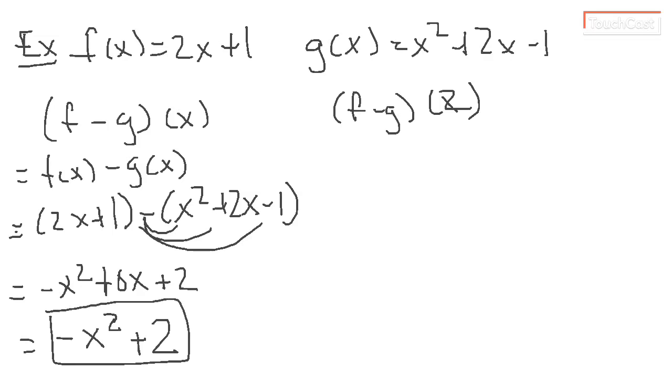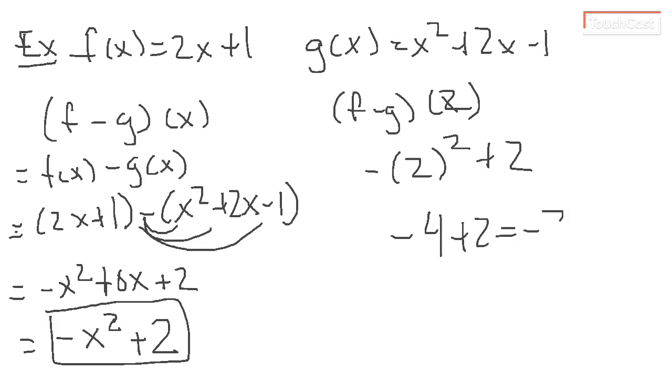Now let's find f minus g when x is 2. We're just going to take our f minus g function and replace x with 2. So we have negative 2 squared plus 2. That's going to give us negative 4 plus 2, which is negative 2. And we're done. Let's look at our next example.